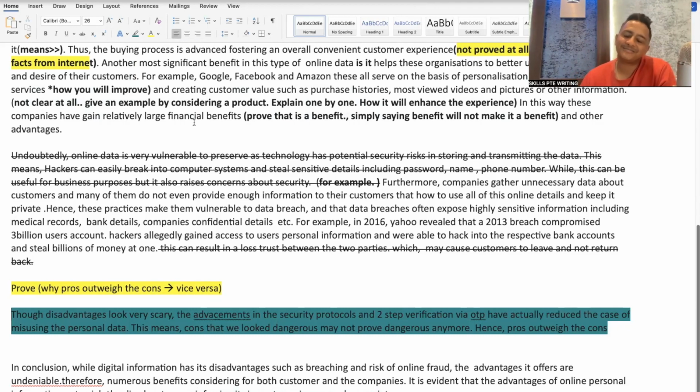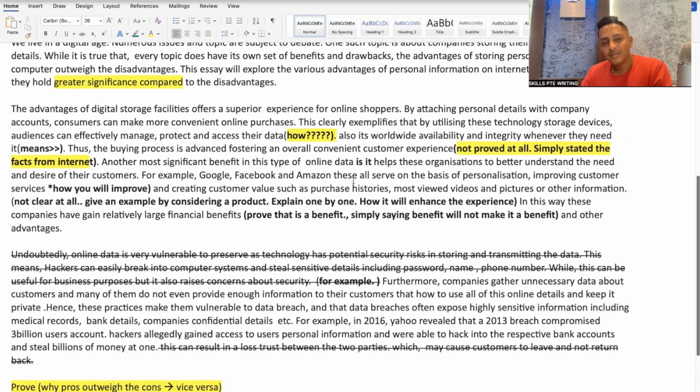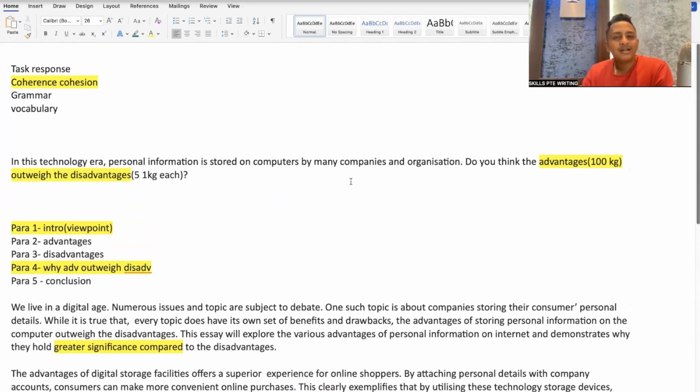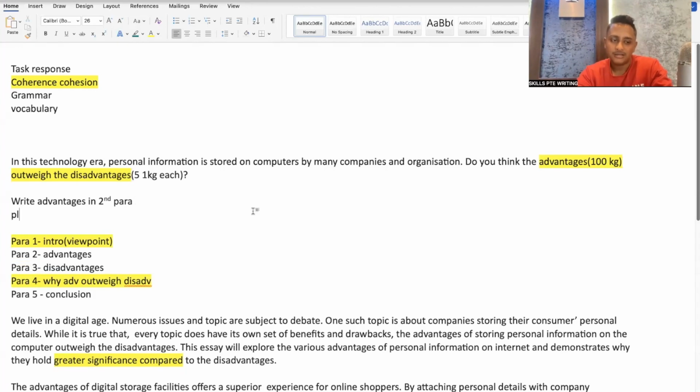Any doubts? It's a simple essay, straightforward. Something like this can definitely come in the exam, and something like this can definitely happen in the exam too. So now we have understood the mistakes. What I want is, I want you guys to start with advantages, write advantages in the second paragraph, and send me for feedback.